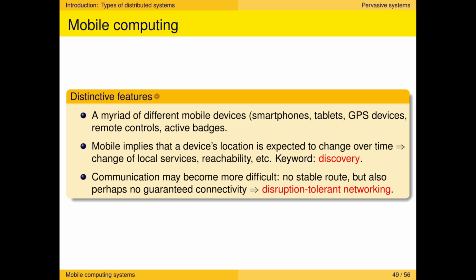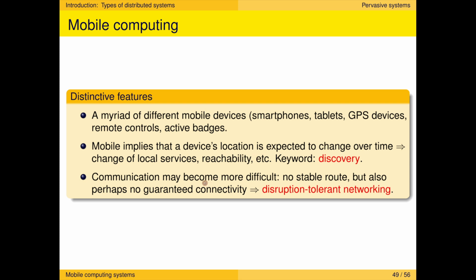And one other thing is we have a very large set of devices. So the number of devices suddenly explodes. It's not like the number of desktop computers we have. The mobile also, mobility implies a change in location. So we should have a discovery mechanism to find the local services and reachability. For example, wherever you are, when you say print, it will be a printer nearby.